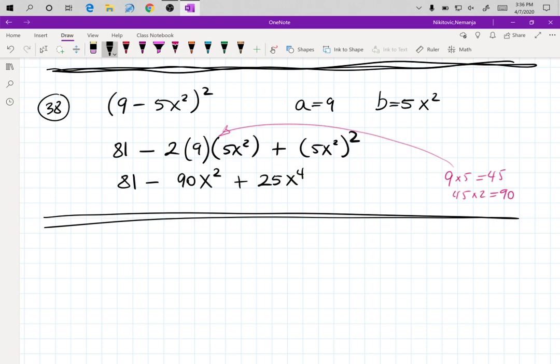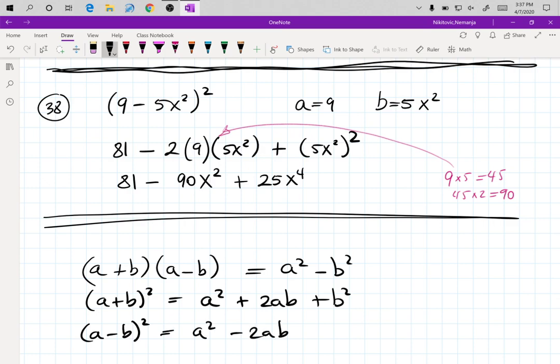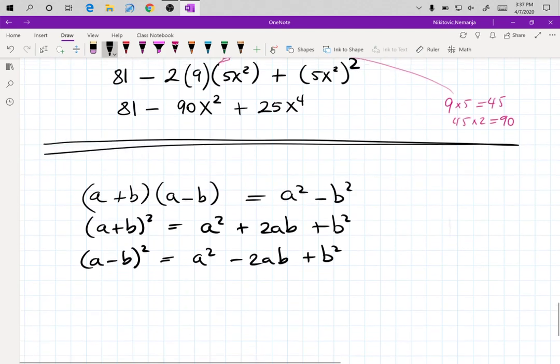So we learned 2 formulas so far. We learned that if you have a plus b times a minus b, so signs are different, you get a squared minus b squared. And when you have same signs, which is a plus b squared, you get a squared plus 2ab plus b squared. Or if you have a minus, then it's a squared minus 2ab plus b squared.